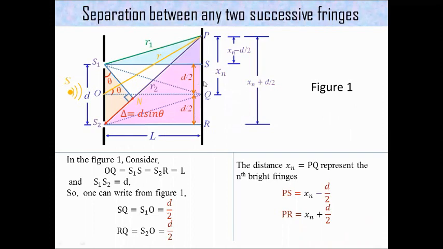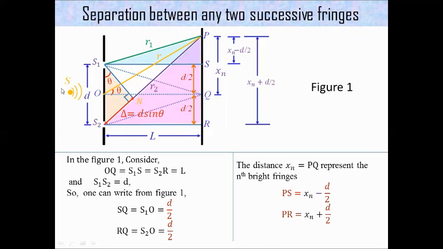Figure 1 is the geometrical diagram of Young double-slit experiment. In this figure, S is a monochromatic source of light. Consider the wavelength of this monochromatic light is lambda. Also consider D is the separation distance between two parallel slits S1 and S2.